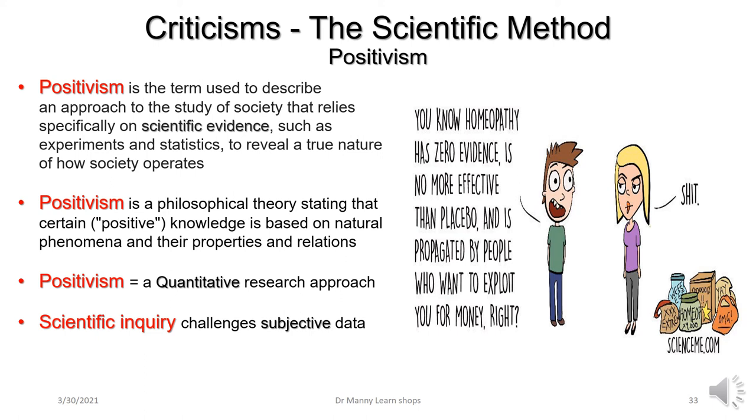Positivism is a philosophical theory stating that certain positive knowledge is based on natural phenomena and their properties and their relations. Positivism is typically quantitative. It's a quantitative research approach. Scientific inquiry challenges subjective data, which basically what it means is quantitative scientists or researchers using the scientific method do not believe in qualitative research, because qualitative research from their perspective is subjective. It's not measurable.